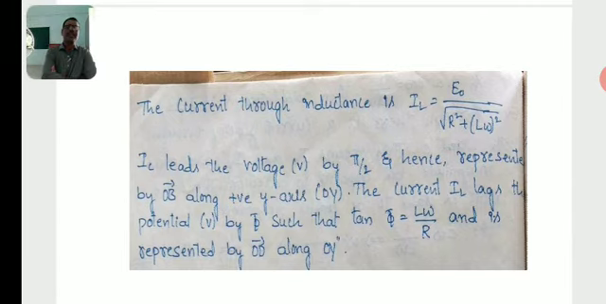So IC, the current through the capacitor, leads the voltage or EMF by pi by 2 and hence is represented by OB along the positive y-axis. Similarly, the current IL lags the potential or EMF by phi, where tan phi is equal to L omega by R, which can be represented along OY double dash, that is along OD.